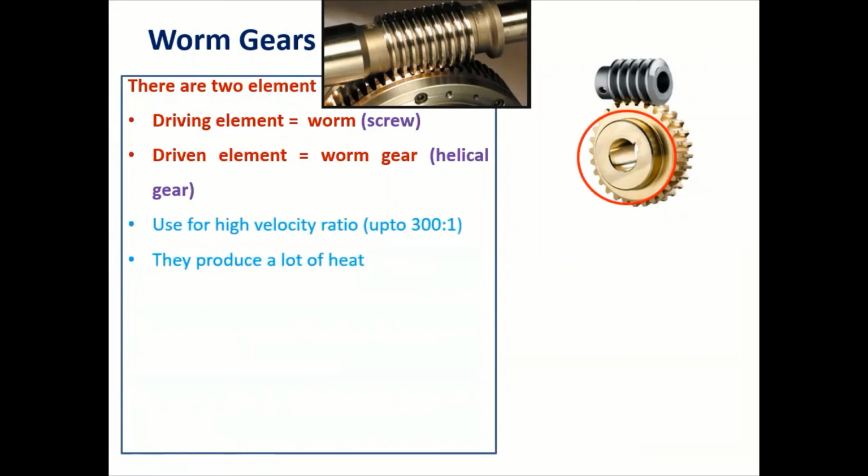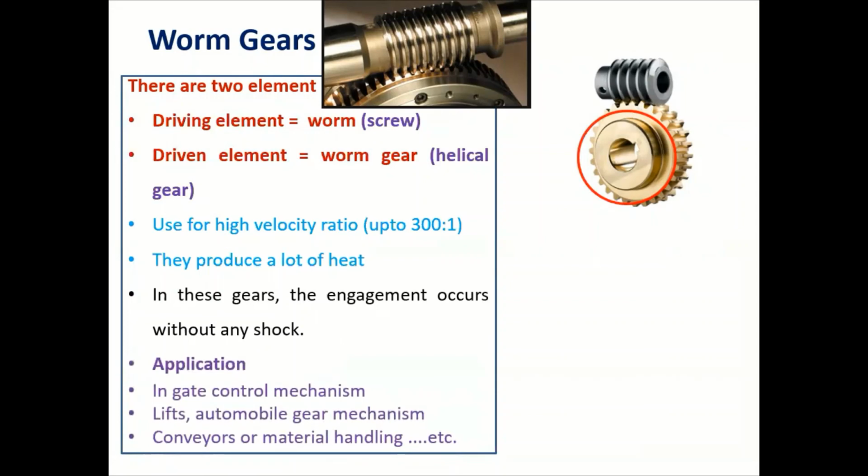which is used for a high velocity ratio. You can see the reduction of 300:1, and they produce a lot of heat as a high torque is transmitted. Due to that reason, more heat will be generated between these two. In this gear, the engagement occurs without any shock, meaning easy engagement, with no fluctuation there.